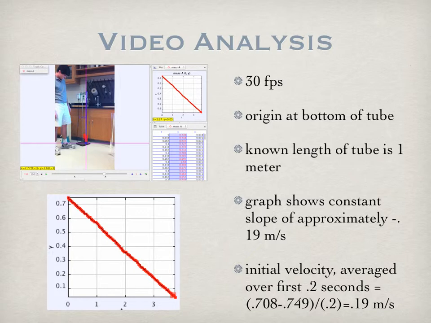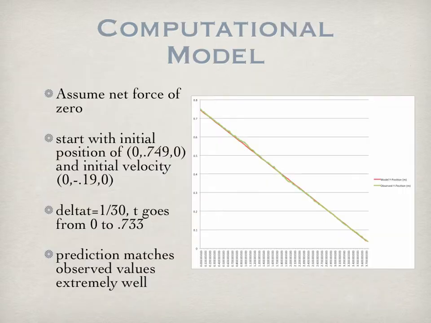And the graph of the data shows that the slope is approximately constant, at negative 0.19 meters per second. So that's the average velocity as it falls. The initial velocity, I averaged over the first 0.2 seconds, so the first few frames. I figured using just the first 2 frames wouldn't have been very accurate, because of the noise that came from me picking the points, and because the marble's so small compared to the whole frame, and the pixels are all close together. Anyway, the initial velocity averaged over the first few frames is negative 0.19 meters per second as well.